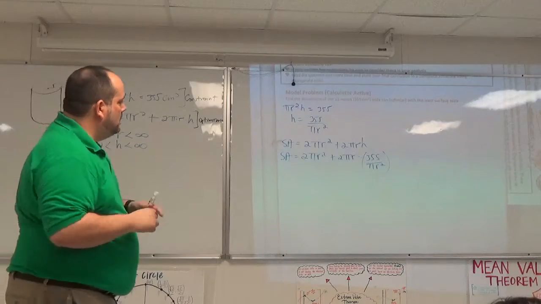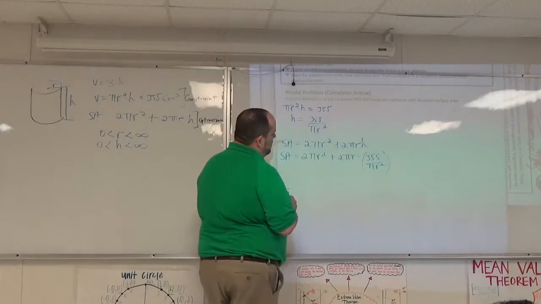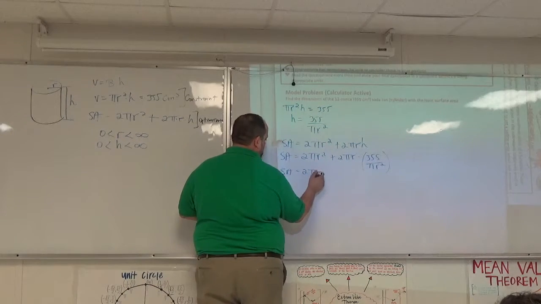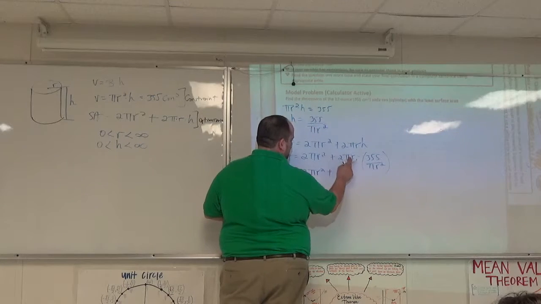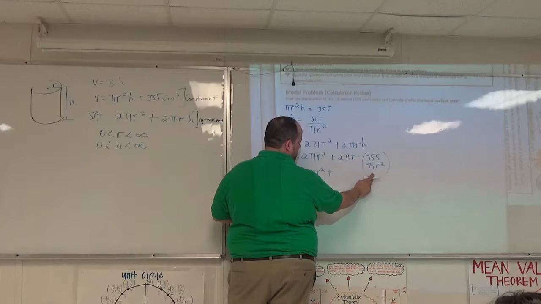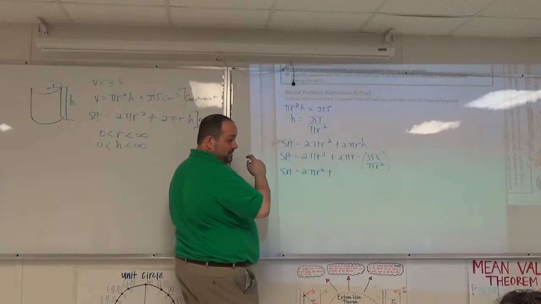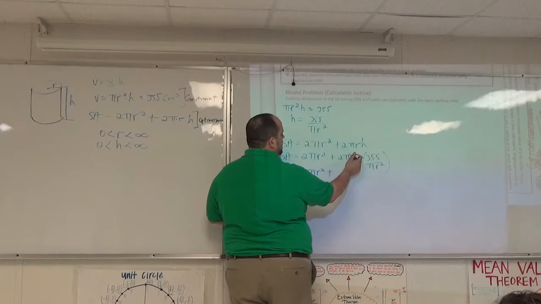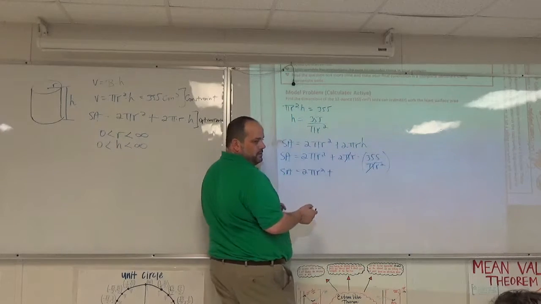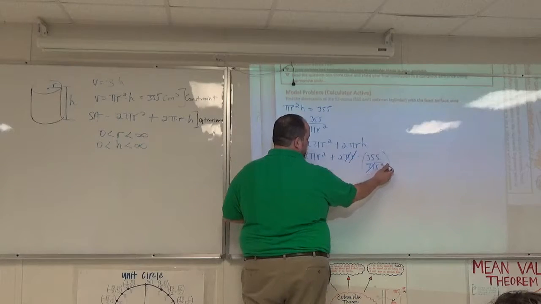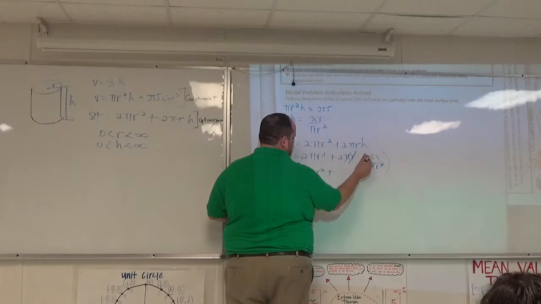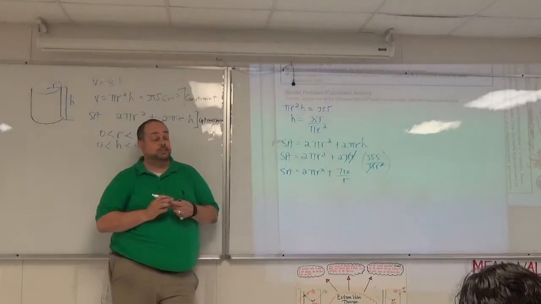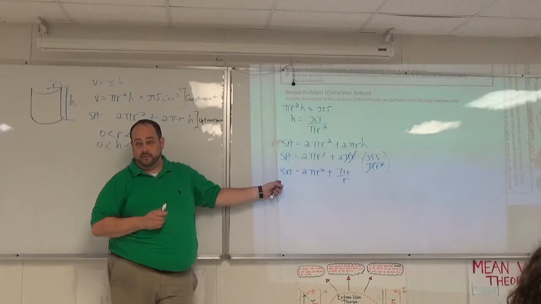Celeste? You can multiply 2 pi r times 355 over pi r squared, and then that will get rid of some stuff. What are you going to get rid of? One of the pi r squared. The pi is going to cancel out for sure. I've got an r and I've got an r squared in the denominator. And so 2 times 355 is going to be 710 over r. That's what I'm going to take the derivative of.